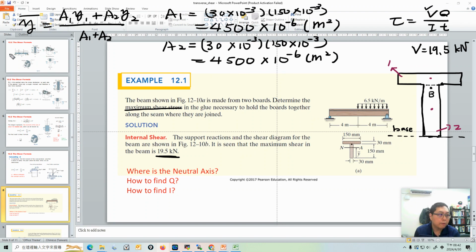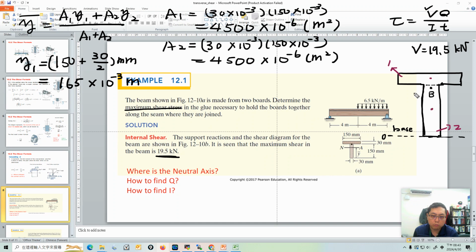So what is y1? The centroid of area 1 is here. We said its base is 0. So here is 150 millimeter, here is 30. I think it's equal to 100 plus 30 over 2 millimeter. So it's 165 times 10 to the power minus 3 meter. Okay, so that's the y1.